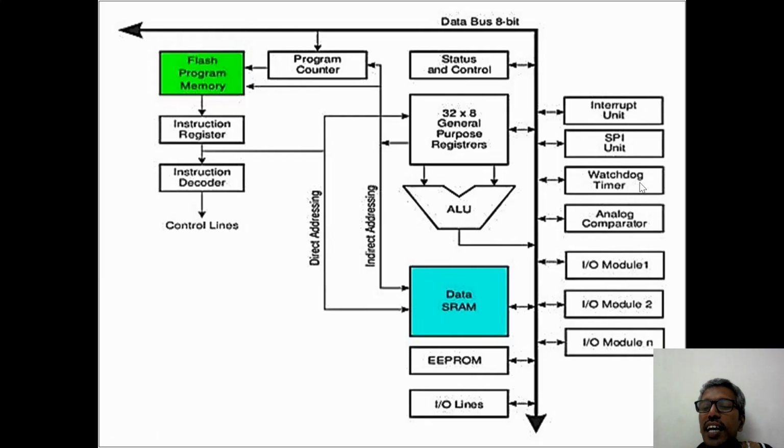We already said Arduino comprises analog input and digital output lines. In this unit we have an analog comparator to compare the analog values. So you can directly connect the analog sensor to the Arduino boards. We have different IO modules and IO lines, so we have analog IO lines and digital IO lines.